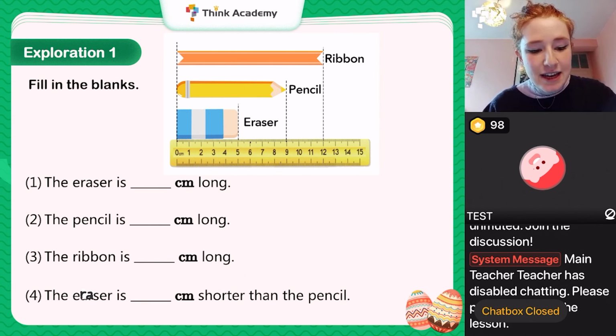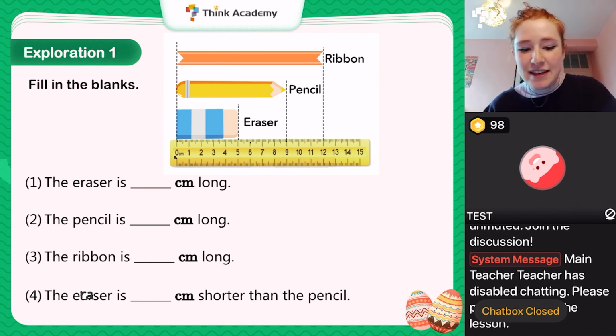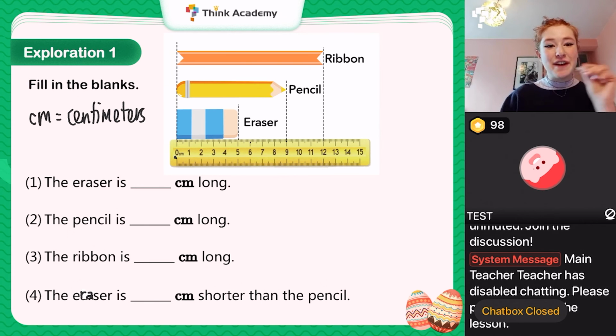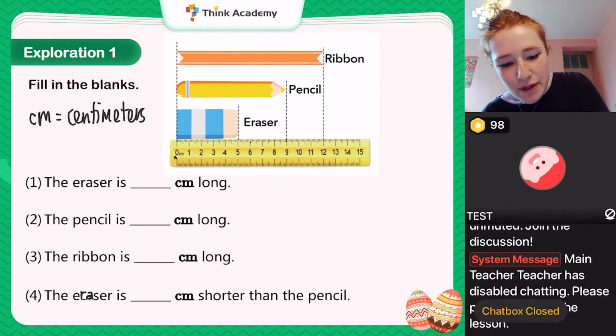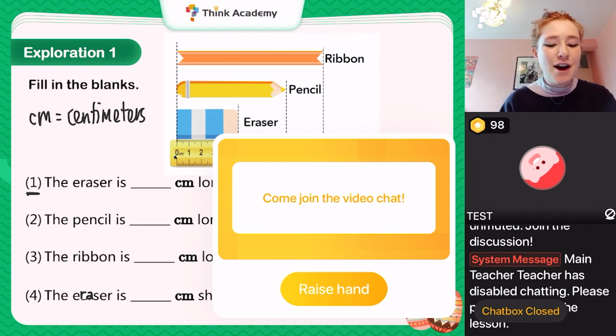Okay, so we can see all of our objects, they all start at our 0. We can also see on our ruler, it's quite small, but we can see that we're using cm, which equals centimeters, okay? Centimeters, which is perfect. And then we can see all of our objects are very straight. So that's great. We are using our rulers properly. So can anyone help me out then? Can anyone help me with number 1? Firstly, who wants to come and have an idea for how long our eraser is? What do we think, guys?